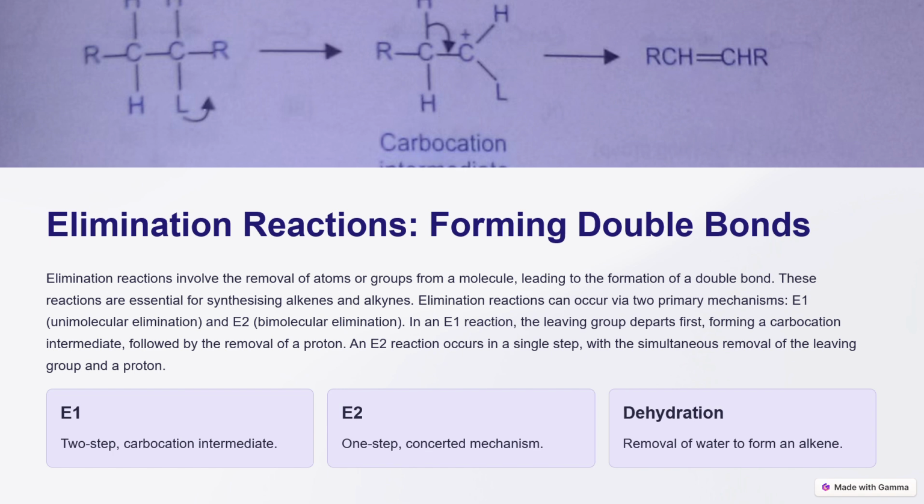It is a concerted mechanism, and one example of this is dehydration, removing water from an alcohol. Because we all know that water is structured as H2O, wherein there are two hydrogens and one oxygen. If we eliminate it, it becomes an alkene, with the spelling ALKENE, or rather not ENE because it's now a single bond.